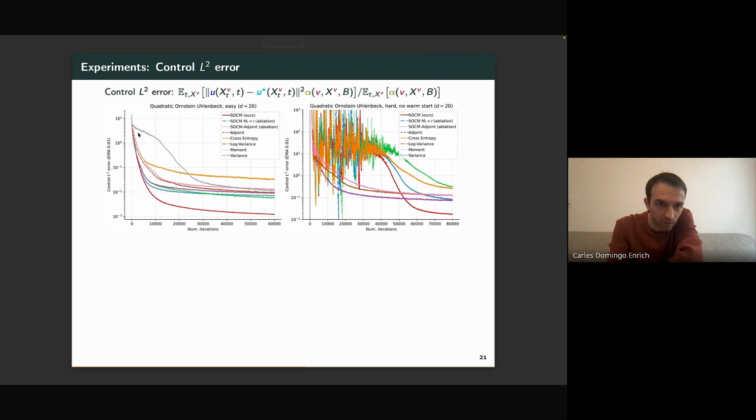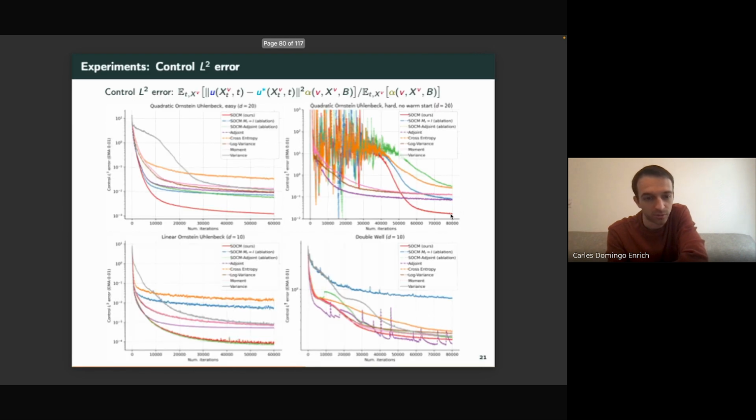And in this first plot, the variable that I'll show is the control L2 error. Here, I would rather just have the expectation with respect to the optimal control. But yeah, this is the control L2 error. This is what I told you about before, and these are the results. So SOCM is like an order of magnitude below any of the other methods, and actually the second best ones are also our ablations. The adjoint method is here in purple, so you can see it up here. This is a somewhat more challenging setup, but SOCM is also the best performing one.